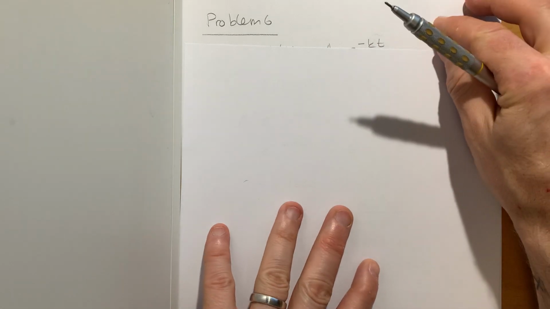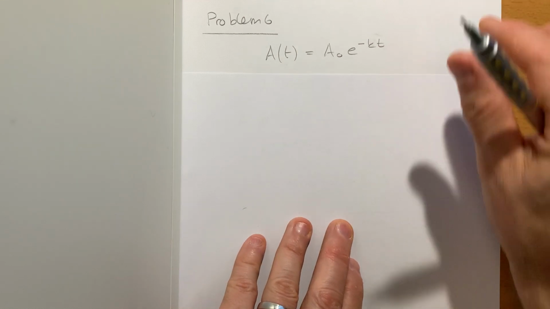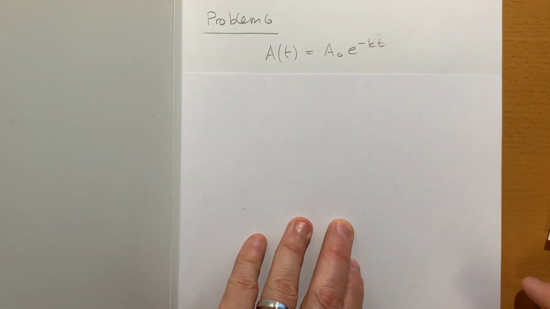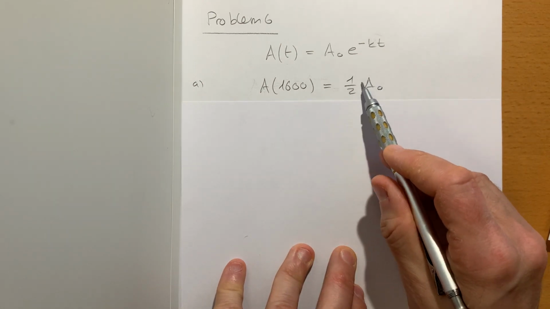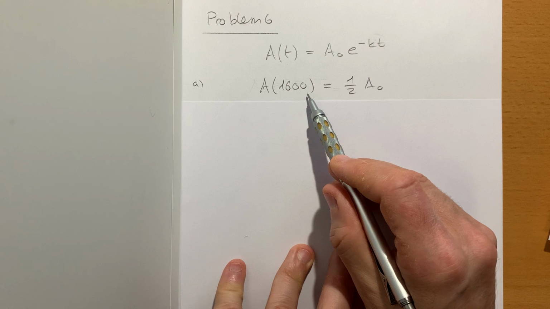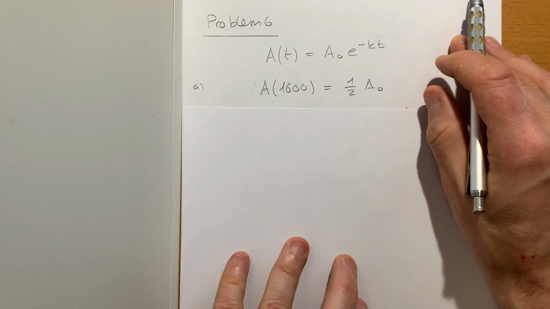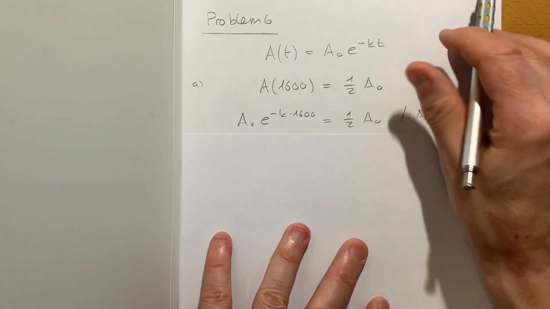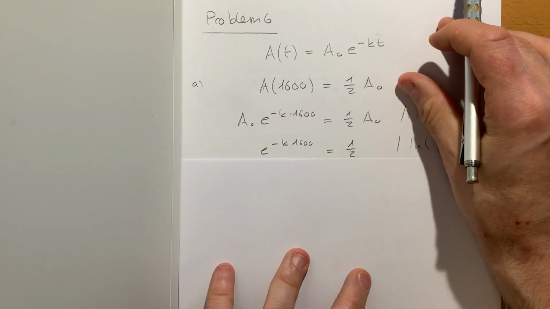Okay, well, in this case, we're given the exponential function here. And the first question is find the value of K approximated to 4 significant figures. And we know the half-life will be 1600 years. So A of 1600 will be 1/2 of the initial amount. So after 1600 years, you will have halved the initial amount. This is how we start. So you just plug in the 1600 into this function. This is what you get. You divide by A0. This is what you're left with.